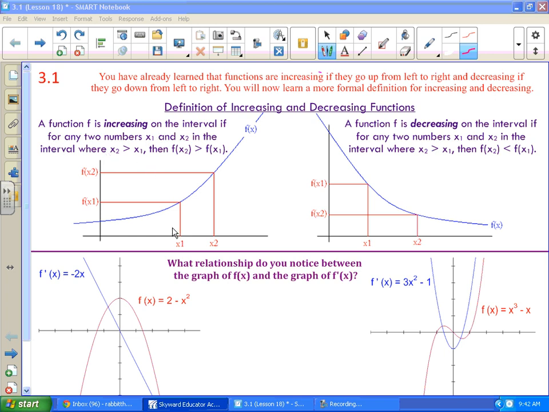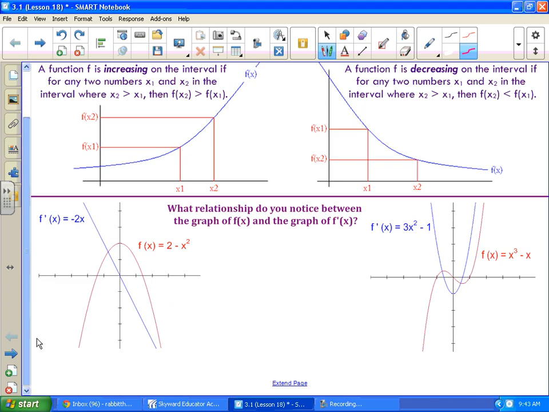any two numbers, x1 and x2 in the interval, where x2 is the larger number, then the y value for the larger piece, so the y value for the x2 is larger than the y value for the x1. Okay, so it's higher up back here than it is here. Make sense? Okay, it's just the opposite for decreasing. So if I have my x1 here and my x2 here, the y value for the second one has to be lower than the y value for the first one if it's decreasing. All right, so that's just the definition of it. It's more technical than it really has to be because if it's increasing, it's going up, decreasing, it's coming down.